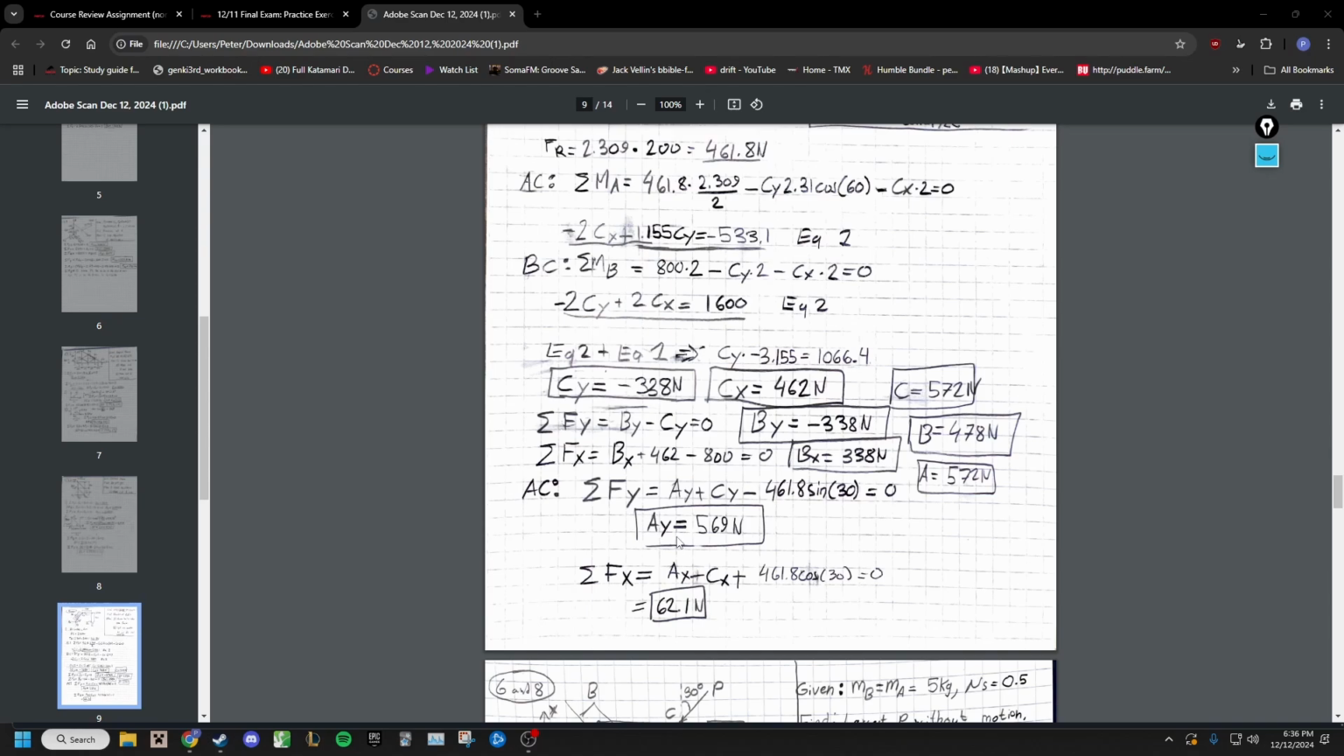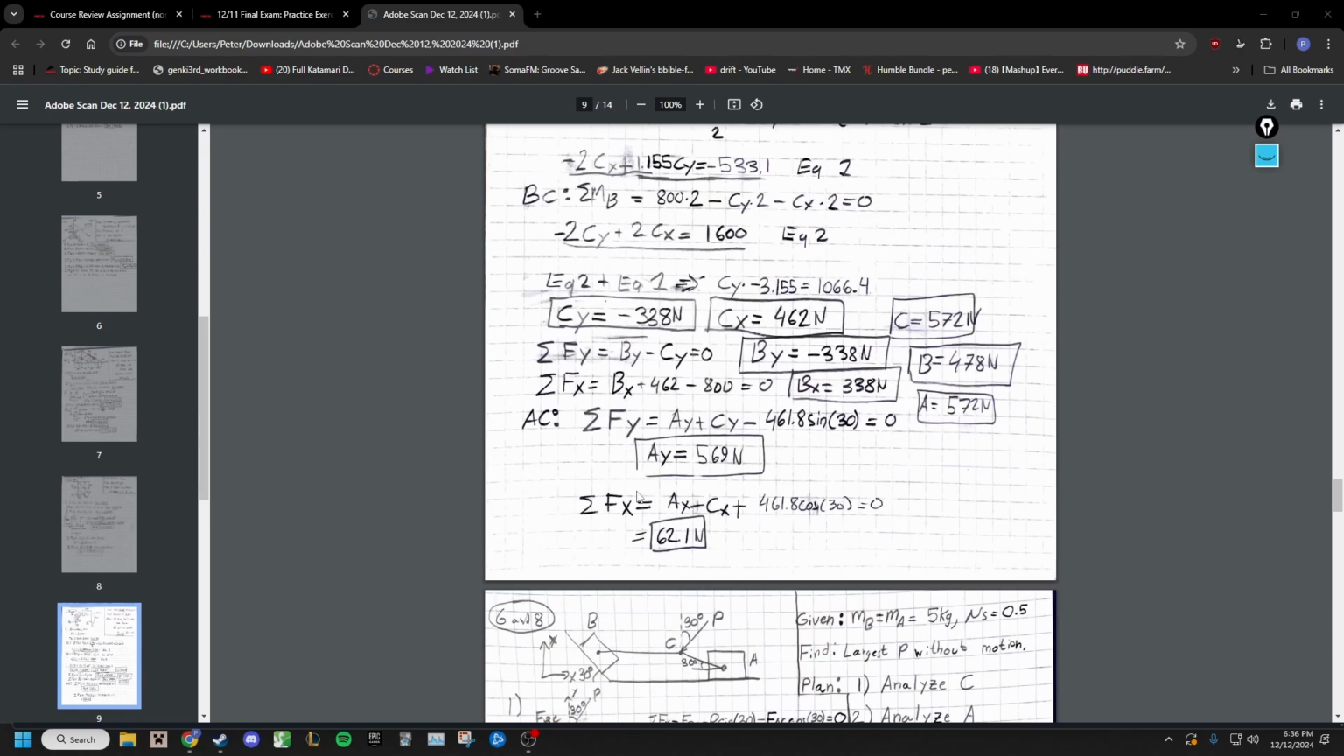For segment AC, sorry, we can find the sum of the forces in the y direction, which gives us A of Y equals 569 newtons, and A of X equals 62.1 newtons, and we find the total A is equal to 572 newtons.